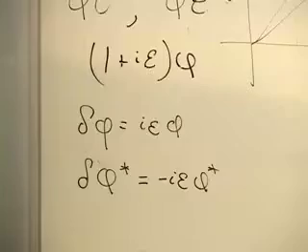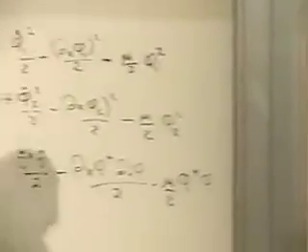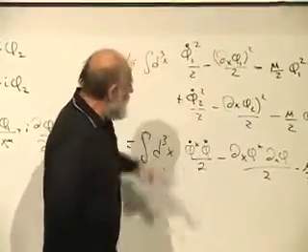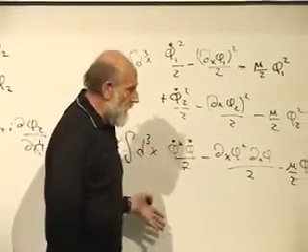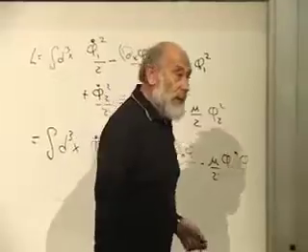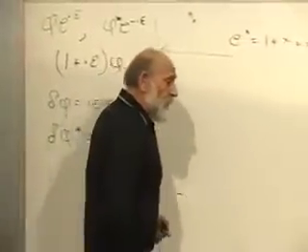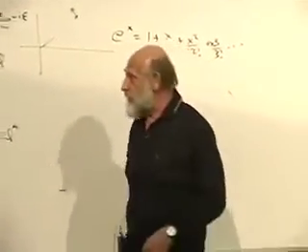Okay. Is this a symmetry? Yes, it is a symmetry. The Lagrangian does not change because it always involves things like phi times phi star. Is there a conserved quantity associated with it? Yes, there is. I'll show you the little manipulation.